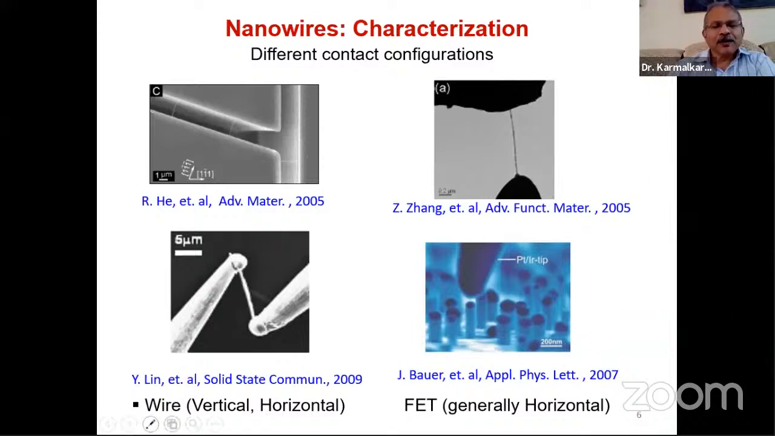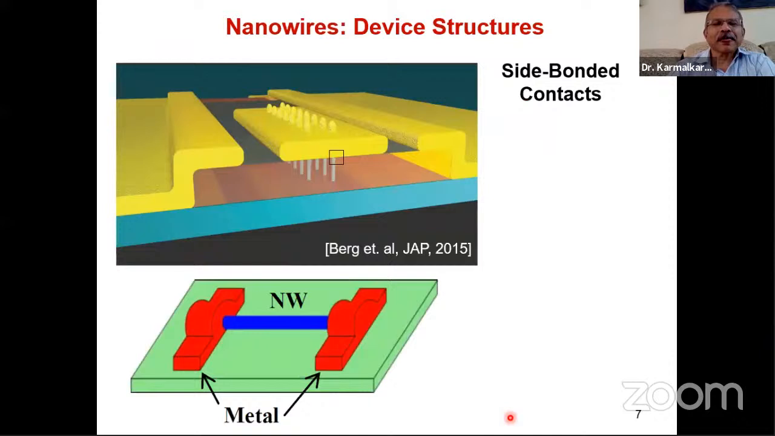Now, wires can be either vertical or horizontal. So whatever I've shown so far, this is a vertical wire, for example. But these are not necessarily vertical, they can be horizontal. They can be vertical also, but both are possible. Now, field effect transistors which are made out of the wire, generally they are horizontal. We will see some structures for this.